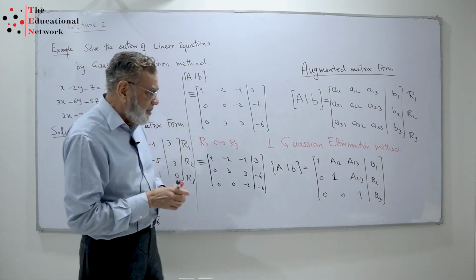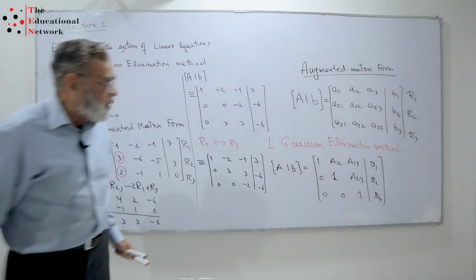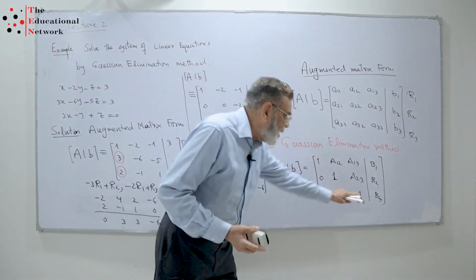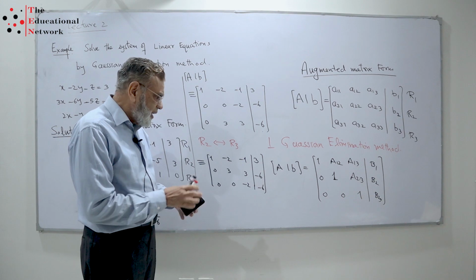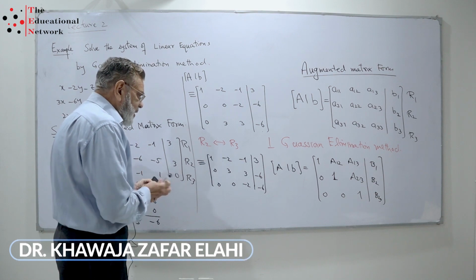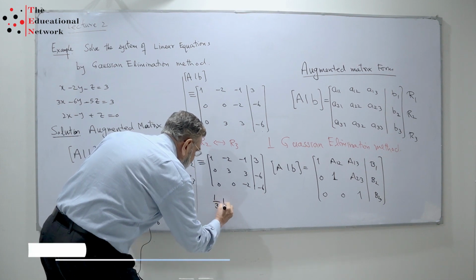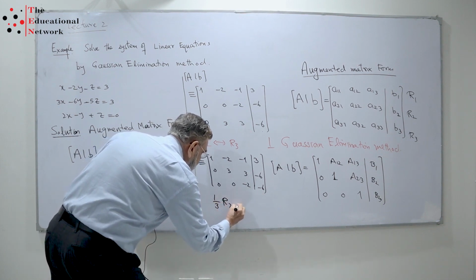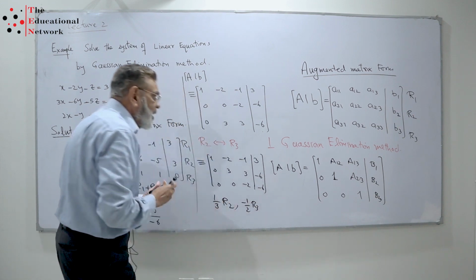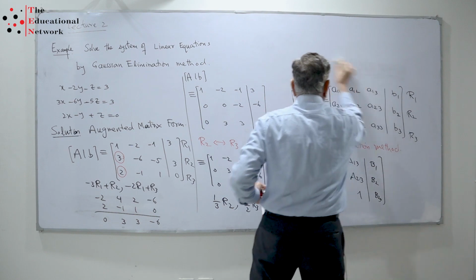Now in my matrix I have a 1 in the first row. To bring a 1 in place of this 3, I multiply by 1 by 3. Again I want to bring a 1 here. What do I do? I multiply my row 3 by minus 1 by 2. So my new operations are: I multiply row 2 by 1 by 3, and I multiply row 3 by minus 1 by 2. In this way, I get the new matrix.